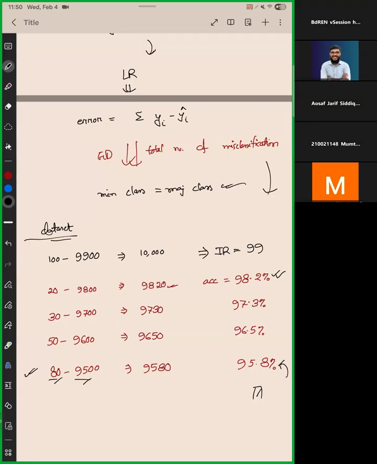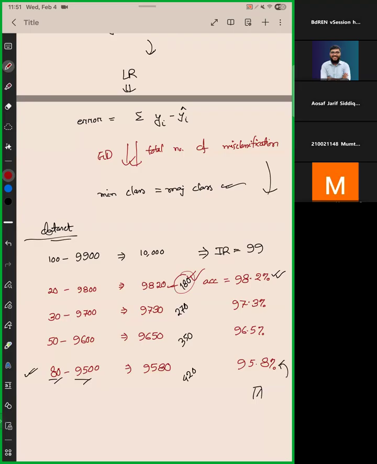So if I look at logistic regression, if I look at the number of misclassification, which one has the highest number of misclassification? This one has 420. This one has 350. This one has 270. This one has 180. So when you are using gradient descent, this algorithm will prefer which one? The first one. The values that you have, theta 0, theta 1, theta 2, all will be moved towards this one.